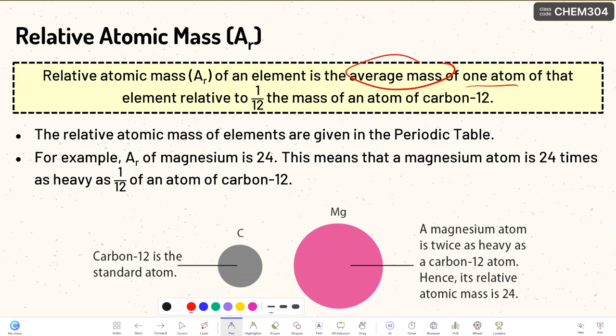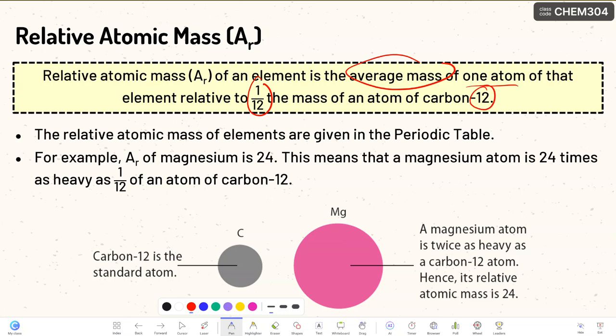Now, why 1/12 of carbon 12? Because the smallest atom of all is hydrogen. If we assign 1 to hydrogen, then carbon is 12 times heavier. In order to be equivalent to 1 hydrogen, you need to take 1/12 of carbon 12. So 1/12 times 12 is equal to 1. So 1/12 of carbon 12 is equivalent in mass to 1 single hydrogen atom.